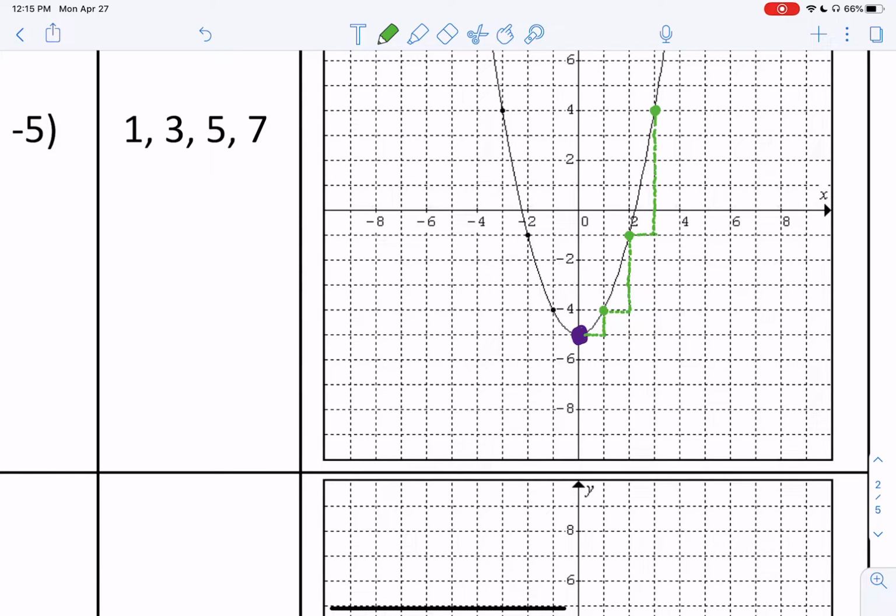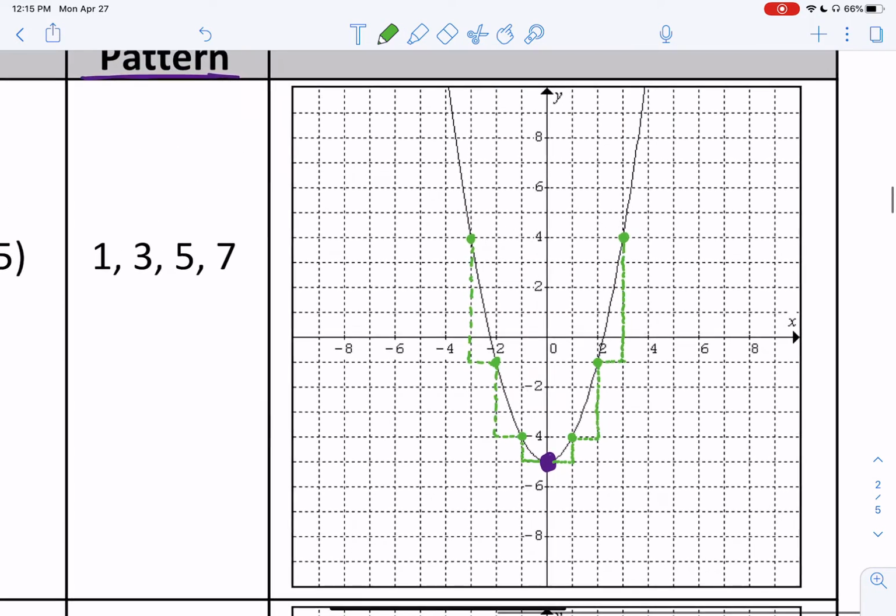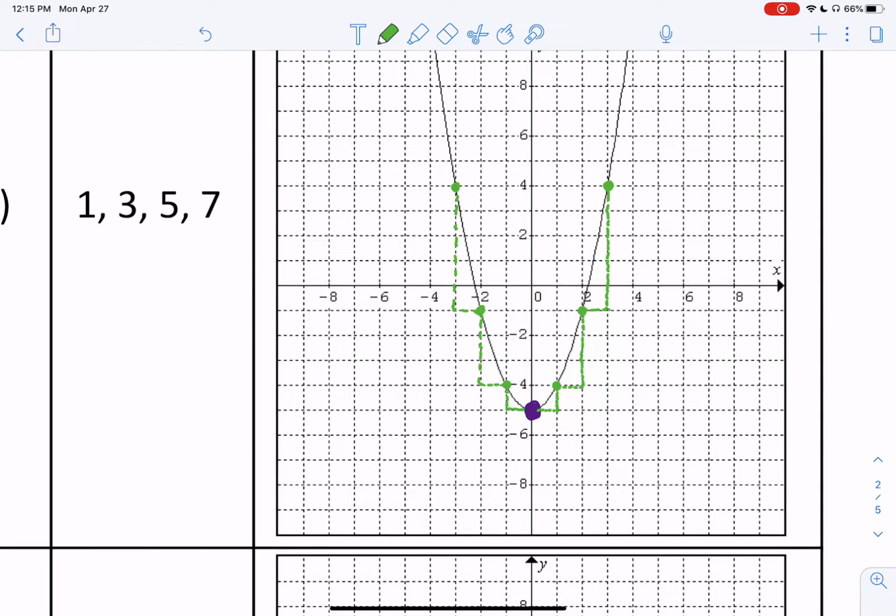And now that I have my nice points, I can mirror them on the other side of my vertex. Because my parabola is nice and symmetrical, I can mirror these on the other side. So just go over 1, up 1, over 1, up 3, over 1, up 5. And I could go further and go up 7, but I think we'll run out of room on our graph. So we're just going to leave it there.